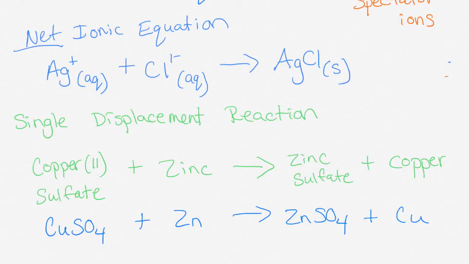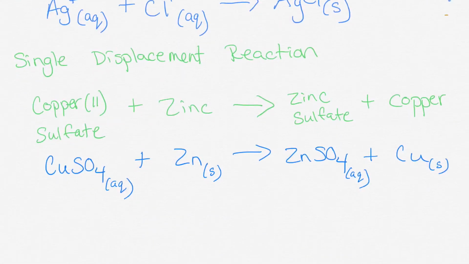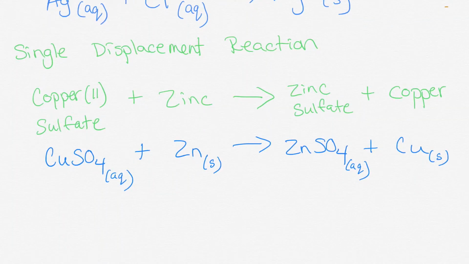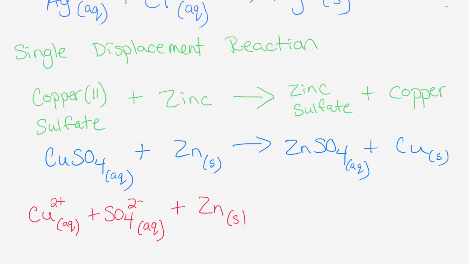Okay, we still have to look at our solubility here. So our copper 2 sulfate is soluble, so that's going to be aqueous, okay? And then our zinc is going to be solid zinc. Our zinc sulfate is also going to be soluble, and then our copper will be in its solid form as well, okay? So then when we want to take apart our ionic compounds here, we can say that this is really Cu2+, that's aqueous, and SO4 2-, that's also aqueous. Plus we still have our zinc solid over here.